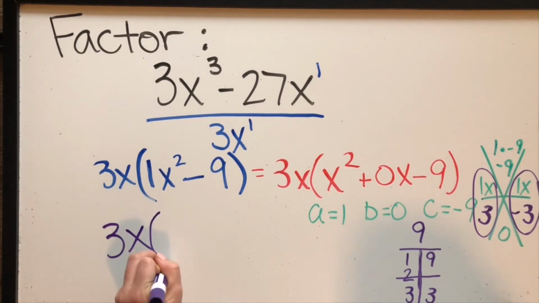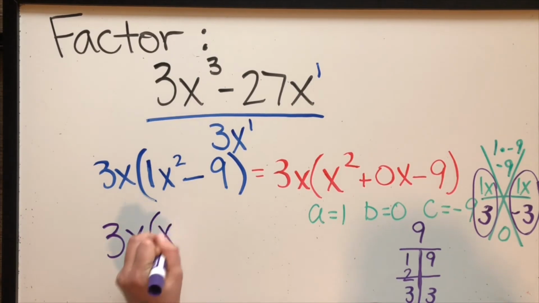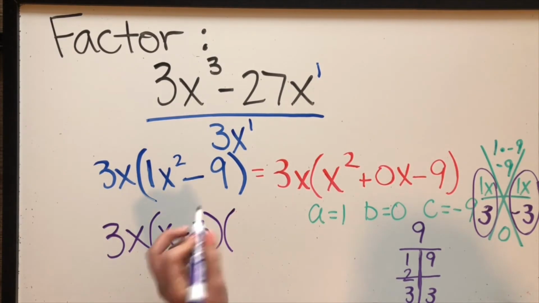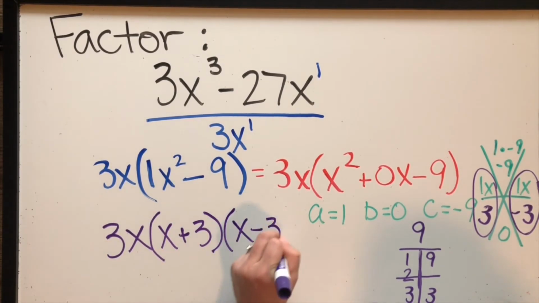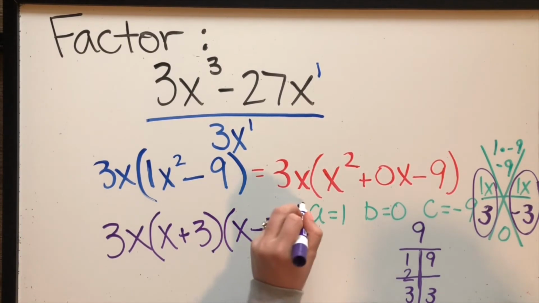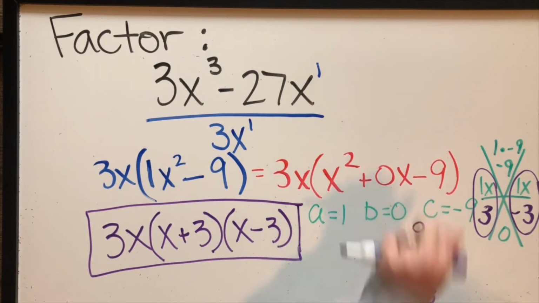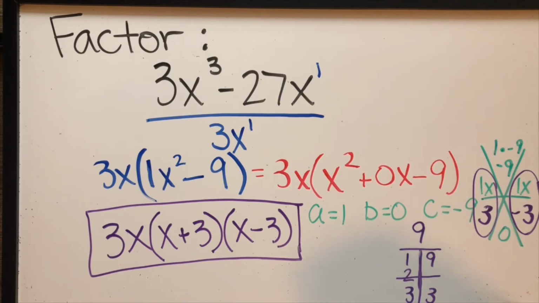The first side of the star is 1x over 3, so x plus 3. The second side of the star is 1x over negative 3, so that's going to create x minus 3. So that is our final answer and our equivalent expression to 3x cubed minus 27x.